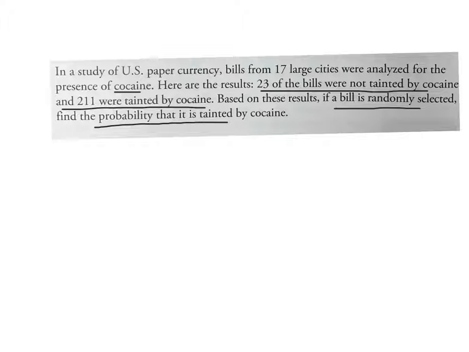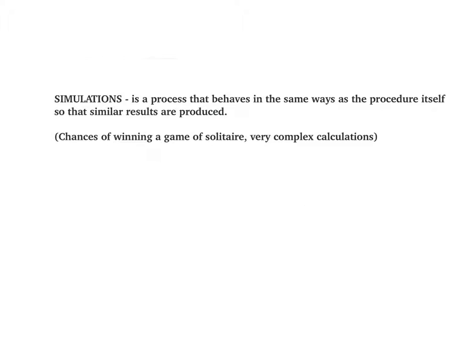So we had a total of 23 plus 211, so there's 234 bills altogether, and it said if a bill is randomly selected, what's the probability that it is tainted? Well, 211 were tainted, so that's your probability, 211 out of 234. If you were to turn that to a decimal, it'd be 0.902. So that is crazy. 90% of the bills have some sort of taint of cocaine on them. Who knows why? Don't really want to know why.